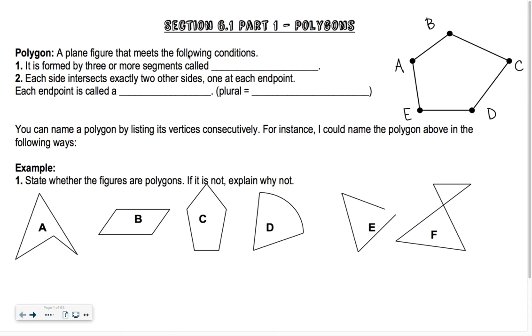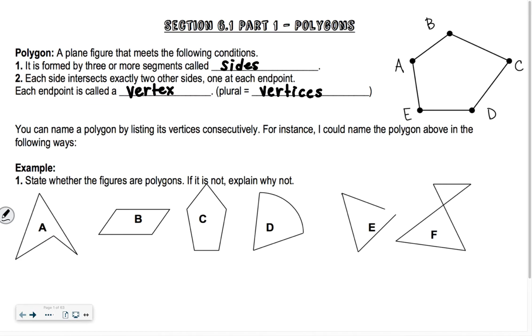So a polygon has to have straight sides, and those straight sides have to be connected. So it's formed by 3 or more segments called sides. And each side intersects exactly 2 other sides, one at each endpoint. The endpoints are called, what do you guys think? What's an endpoint called? You could call it maybe a corner, but that's not quite right. A vertex, yep. Anybody know the plural? Vertices, yeah.